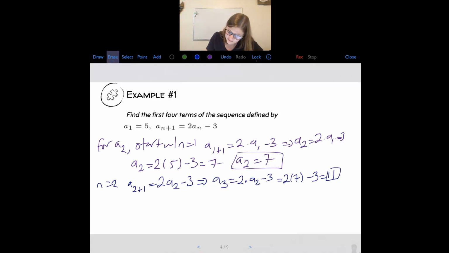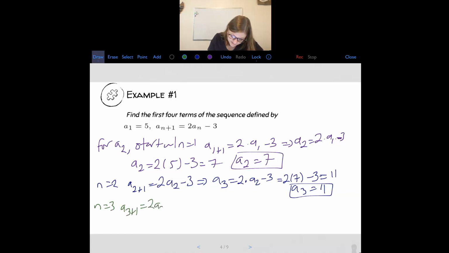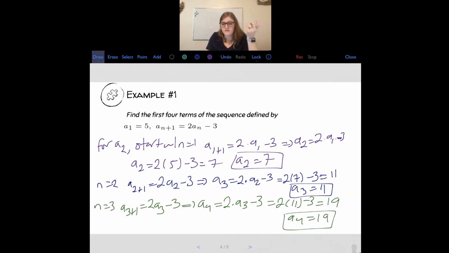Okay, so let me erase this. So a sub 3 is equal to 11. Next, for a sub 4, we use n is equal to 3. So we have a sub 3 plus 1 is equal to 2 times a sub 3 minus 3, which means a sub 4 is equal to 2 times a sub 3 minus 3, which is 2 times 11 minus 3, which is equal to 19. So a sub 4 is equal to 19. Oops, not 119, just 19. So we have found the first 4 terms. A sub 1 was already given to us. We found a sub 2, a sub 3, and a sub 4.